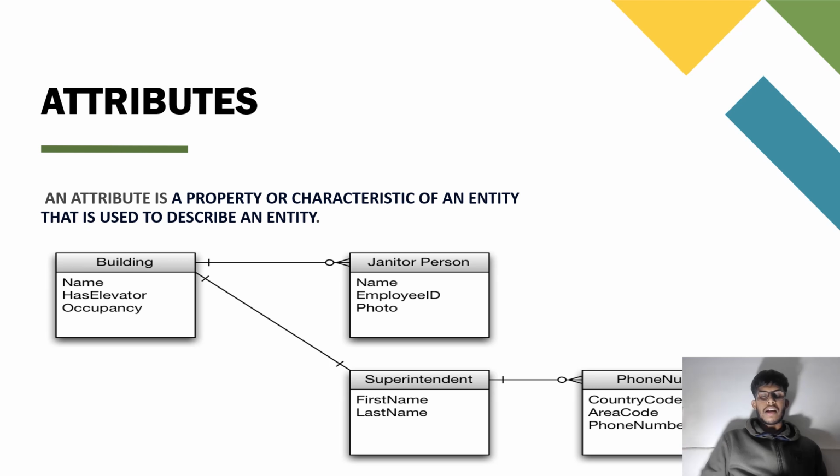What is an attribute? An attribute is a property or characteristic of an entity that is used to describe the entity. Means if I am taking a building as an entity, there are three different attributes: name, has elevator, occupancy. Same like here, janitor person: name, employee ID, photo. Janitor person may be the name of that company or anything, for which there are three different attributes in which you have to put the name, employee ID, and the photo of that particular person. Like this, there are two more examples of attributes inside the entity.